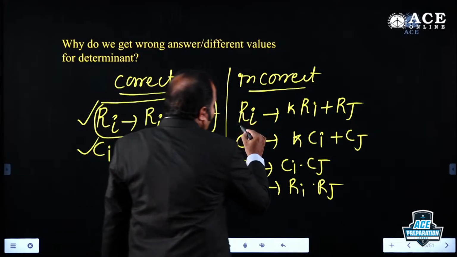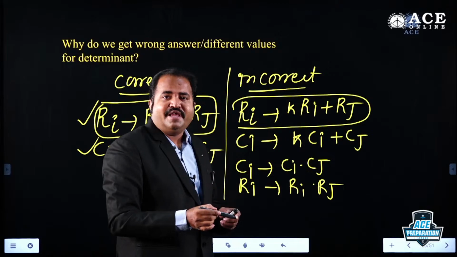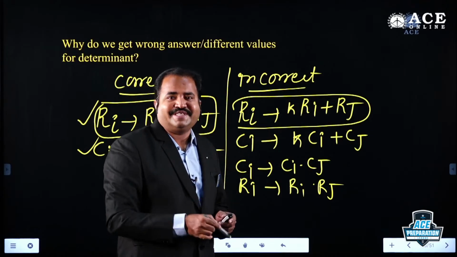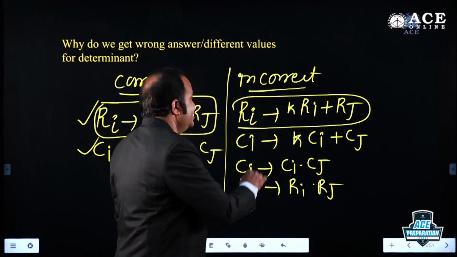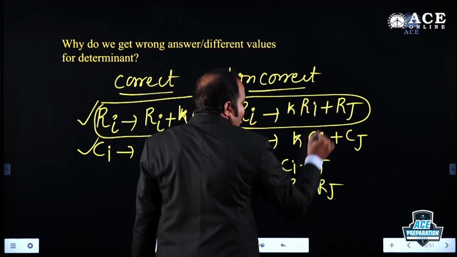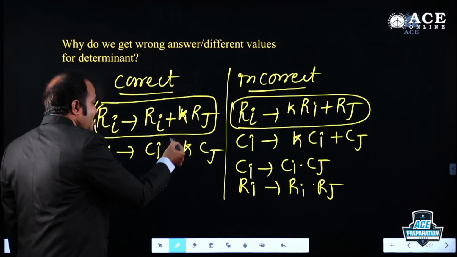But here, what does it mean? Look here. We are going to apply the operation on Ri, and every element of Ri is multiplied with a scalar k. Understood or not? So this leads to a wrong answer. So these are not correct. These types of operations are not allowed. So these types of operations are only allowed.